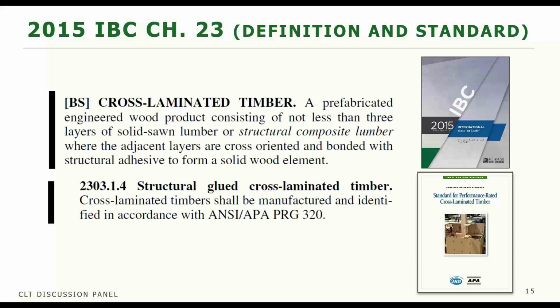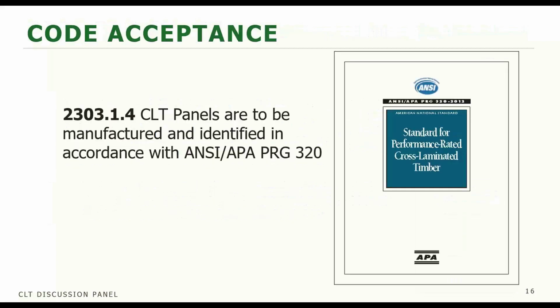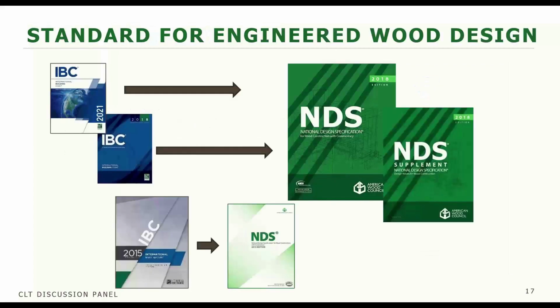So historically, as of 2015, cross laminated timber has been in the IBC. It's defined here, and you can see we have a reference to the production standard in Chapter 23, and that production standard is ANSI APA PRG 320. There have been a few updates of it. This is a picture of the 2012 edition on the cover, but there are more up-to-date versions. The 2018, I believe, is the most up-to-date version, and that's what's referenced in our newer versions of the NDS.